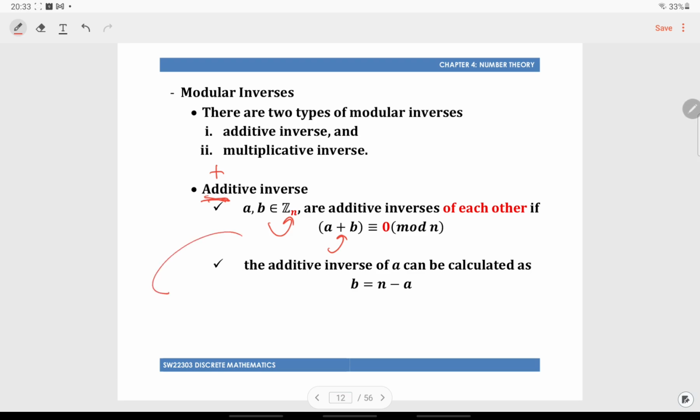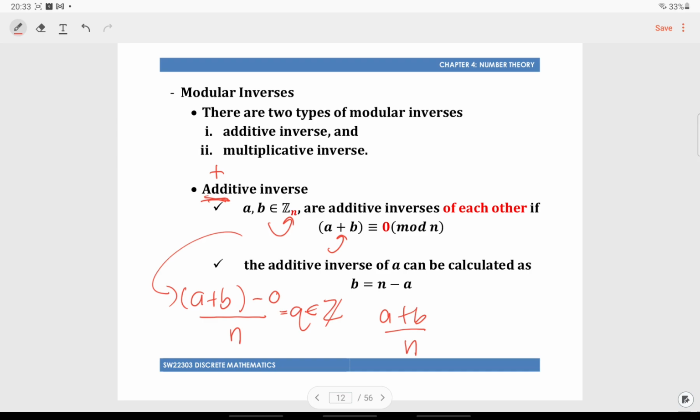If we go back to the definition of the congruent relation, these two numbers are congruent when A plus B minus 0 is divisible by n. When we divide, the outcome is an integer q without any remainder. So that means A plus B is divisible by n. If you are given one number, let's say A, how do you find the additive inverse of A?